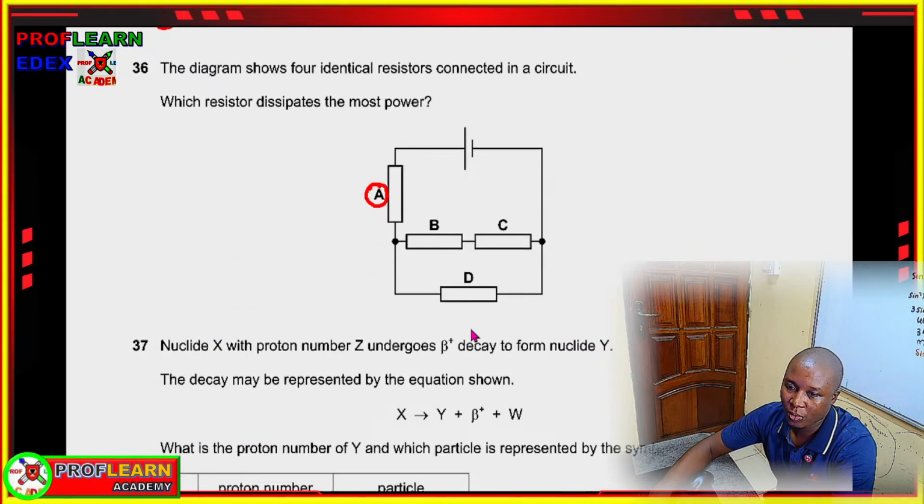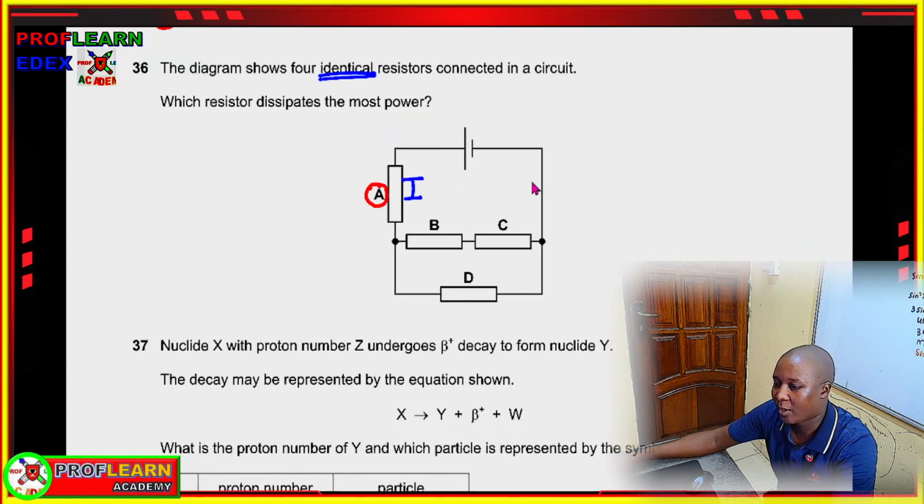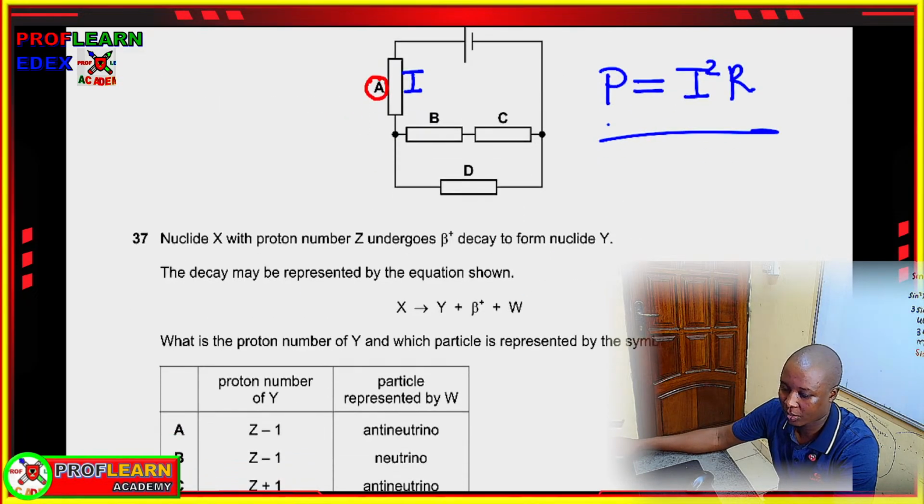Moving to 36, it's A, because here current is going to be shared, and since all the resistors are identical, it means that here we are going to have a greater current. And we remember that power dissipated is equal to current squared R. So that is going to be A in that point.